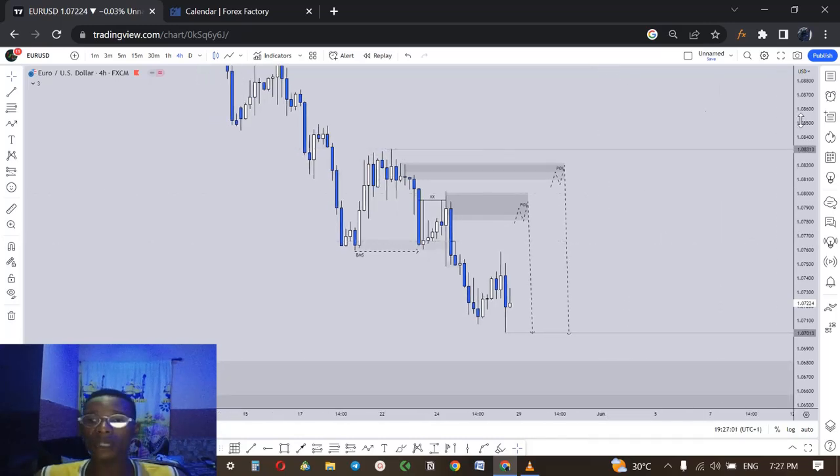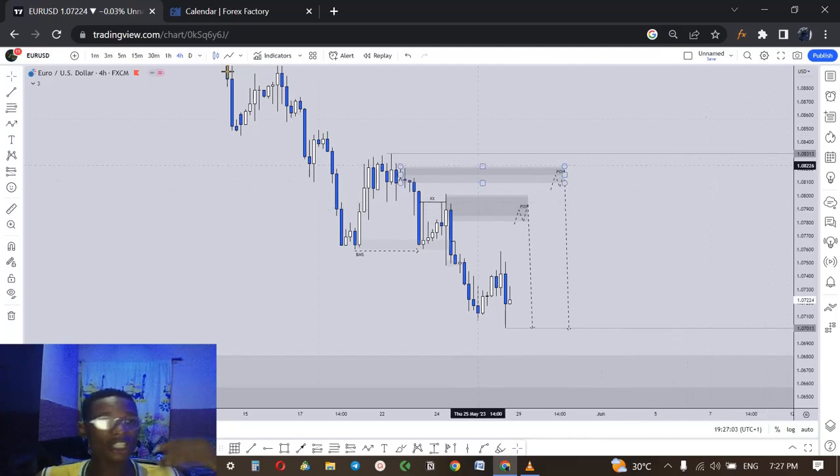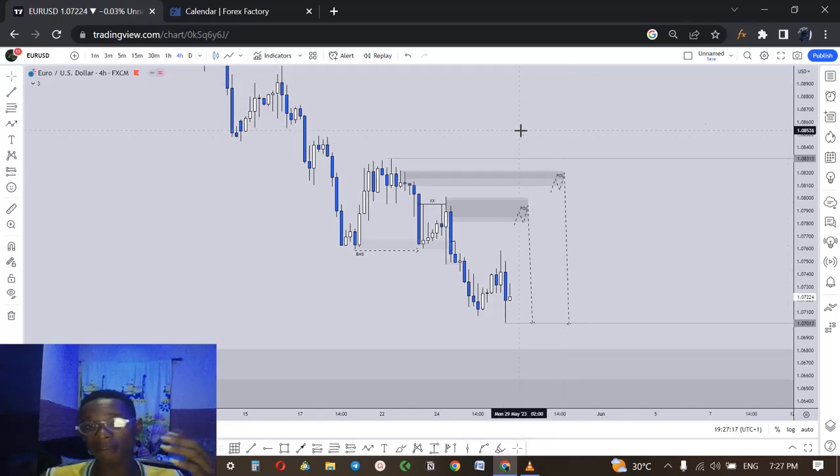So here is EURUSD. Let's get started. As you can see on my chart, we're on the 4 hour time frame. Probably I would have loved to start from the daily time frame, from the higher time frame to the lower time frame, right? Because when you're starting your analysis, you need to understand the overall sentiment from the higher time frame to the lower time frame.